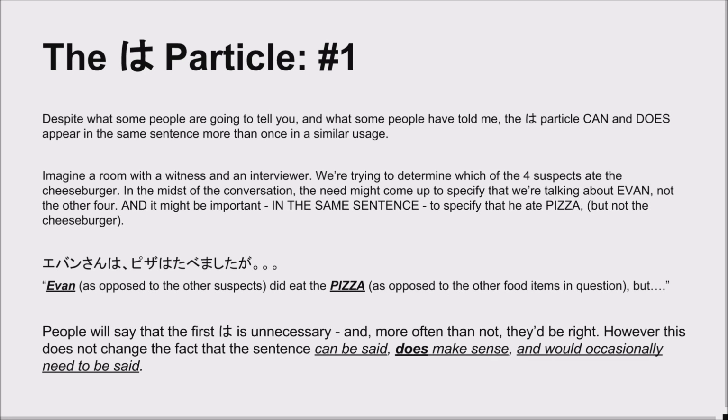Okay, this is just me venting. Despite what some people are going to tell you and what some people have told me very angrily over the internet, the wa particle can and does appear in the same sentence more than once in a similar usage. You can have the wa particle upwards of, I don't even know how often. Like in the same clause, it can almost exist twice or 3 times.